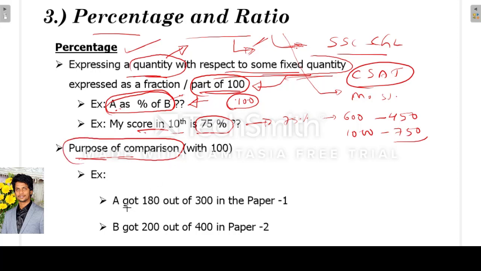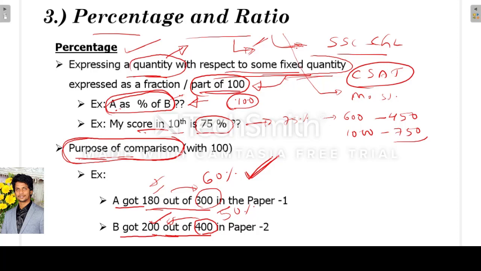For example, see here. If A says I got 180 out of 300, but B says he got 200 out of 400, on the face of it, it looks like B has scored more, like 200 is more than 180, right? But if we compare, A has scored 60%, meaning 60% of 300 is 180. But B has scored just 50%, because this paper is out of 400 and he has scored 200, meaning he has scored 50%. So who performed better? Here A has performed better. So using percentages serves the purpose of comparison. Okay.